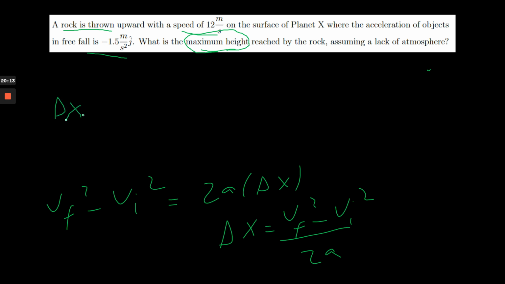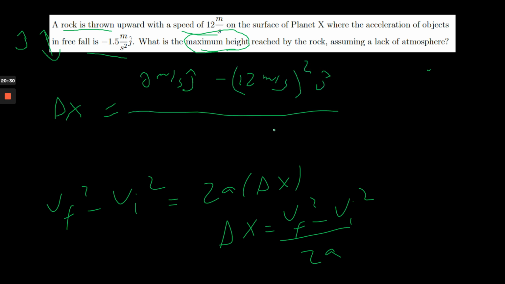Our change in position or displacement would be velocity final is 0 meters per second. It's all defined in terms of j hat, which is actually the vertical direction in physics. Minus 12 meters per second squared j hat over negative 1.5 meters per second j hat. And when you solve that, you should actually get 48 meters j hat is the maximum height of the object.